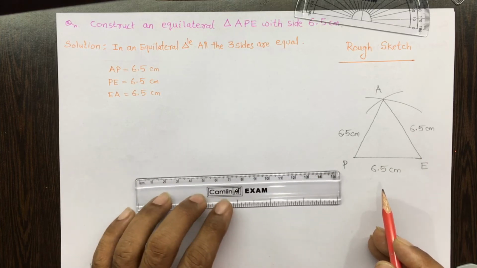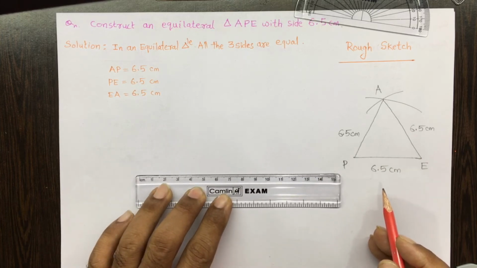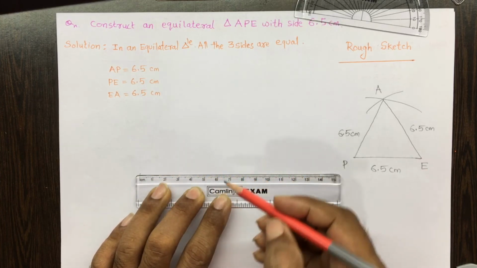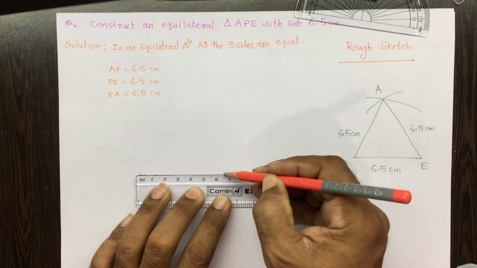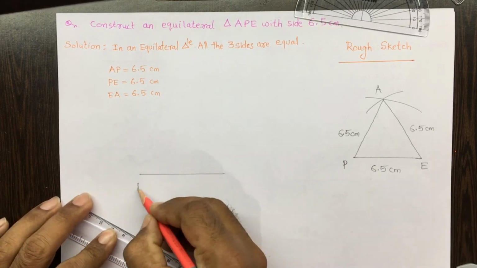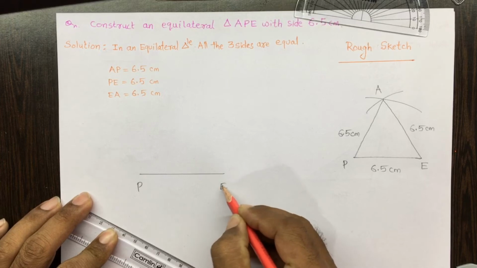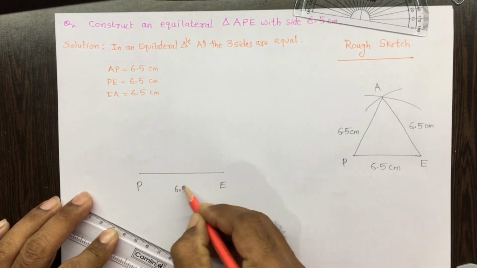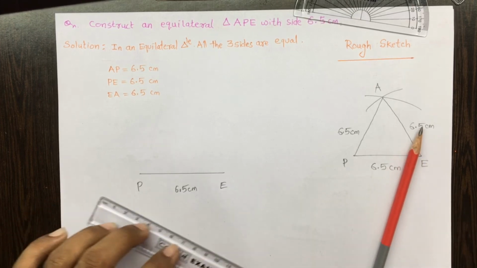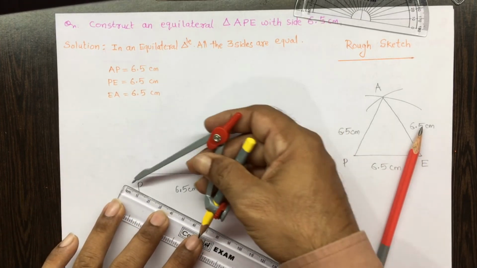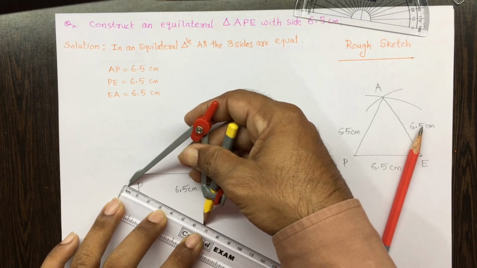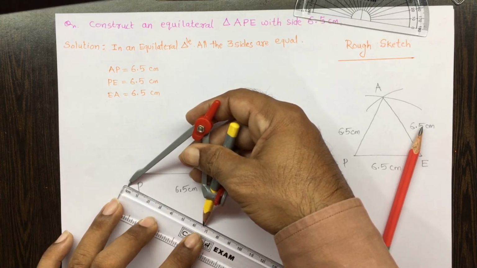Let us construct it here. So, first you take 2 points P and E with the measure of 6.5 centimeters. This is P and this is E, 6.5 centimeters. Now, let us draw the arc from P, the center P with a radius of 6.5 centimeters. Here it is 6.5 centimeters radius.